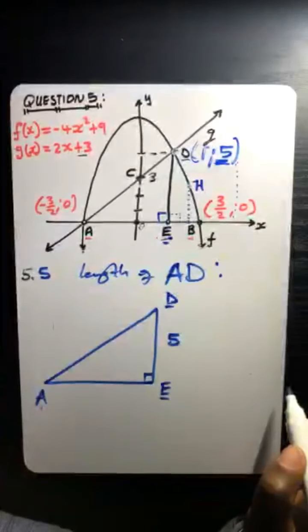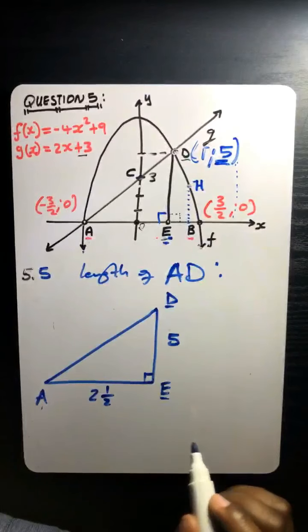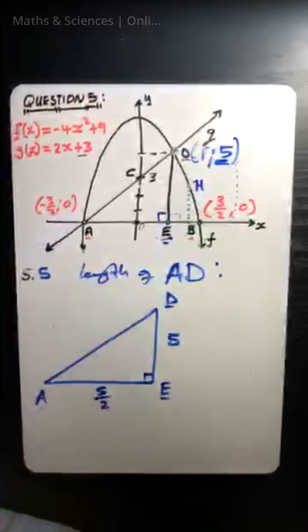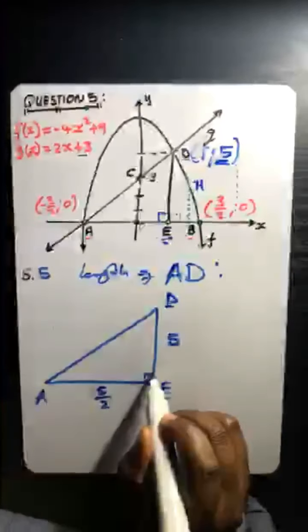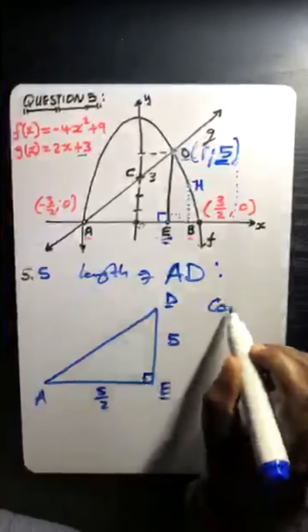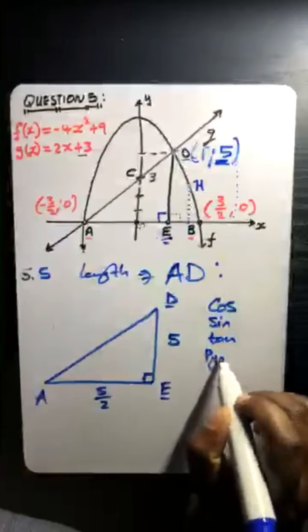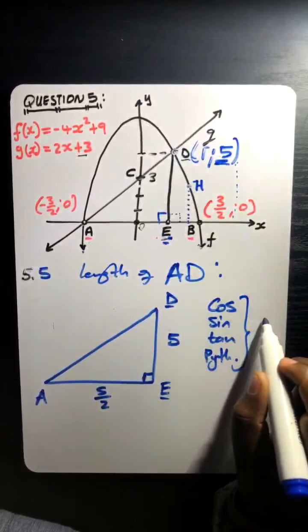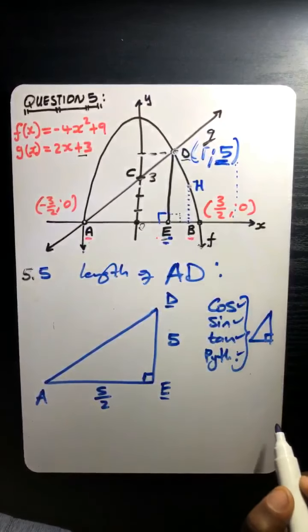What is it? It's 2.5, which in a fraction you can just say is 5 over 2. Not necessarily a normal fraction, but an easy one to interpret. Because this is a right-angled triangle, it means you can use cos, sine, tan, or Pythagoras. Always, when you have a right-angled triangle, you are allowed to use any of these. It all depends on what you have.